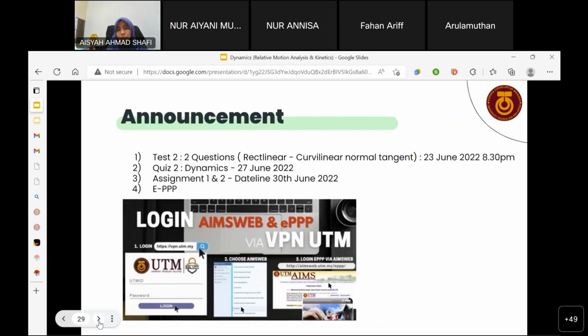We'll have two questions, one from the rectilinear and one from the curvilinear, but the curvilinear until normal tangent only. The total mark is 30. This is 15 marks from question 1 and 15 marks from question 2, with the same duration, that is 1 hour 15 minutes.